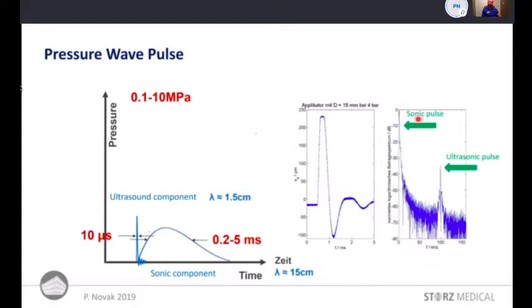Now we have the sonic pulse, the slow one, which you can see here as basically the movement of the transmitter. So it's an excursion of it on behalf of the impact of the projectile. It's a very low frequency. The pulse is significantly longer, in the range of 0.2 to 5 milliseconds. And accordingly, the amplitude is even larger, 10 times larger compared to the first ultrasound component of these vibrations.